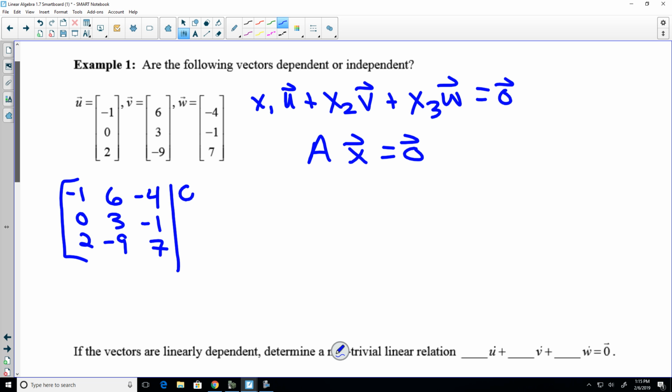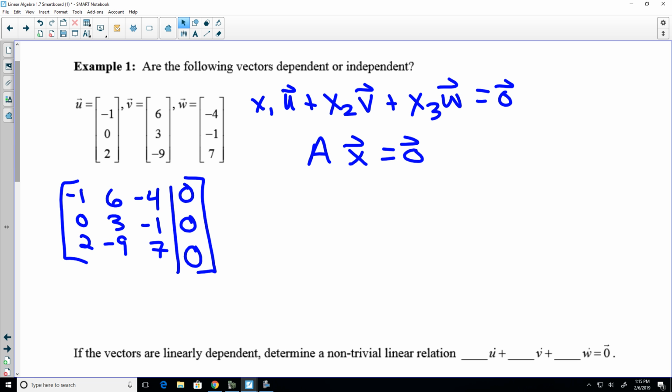And I'm augmenting with 0, right? Because it's a homogeneous equation, I'm going to go ahead and augment with 0. Do you have to augment with 0? You don't really have to, because nothing's going to change. All your row operations, nothing's going to change with these zeros. There'll be 0 at the end as well.